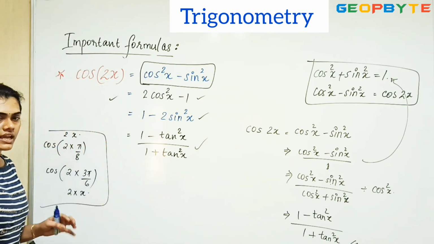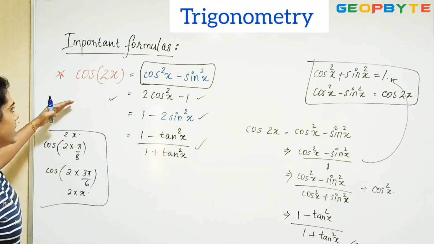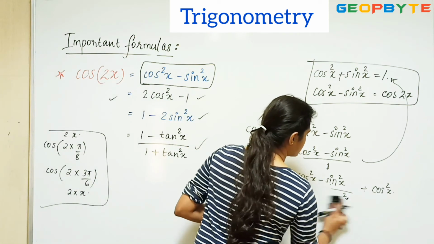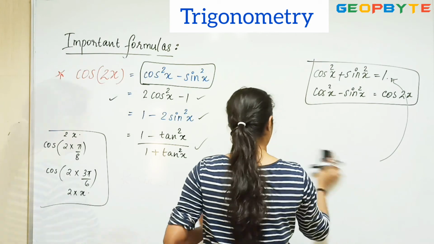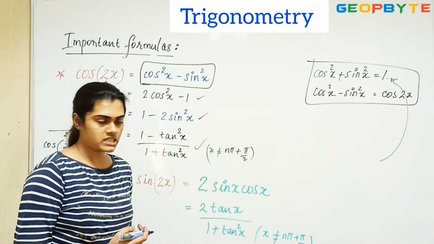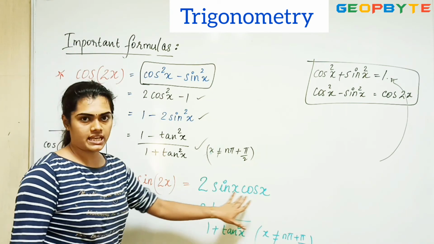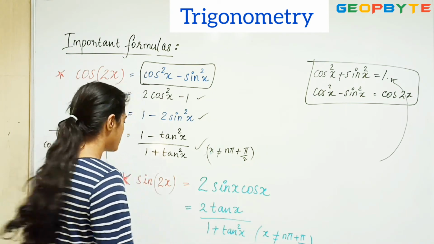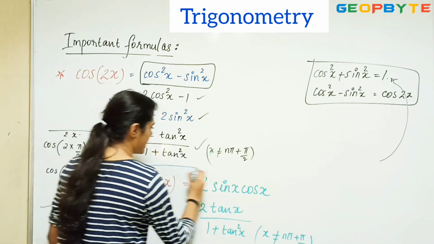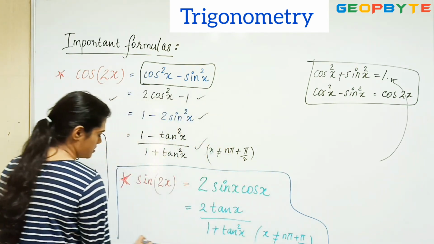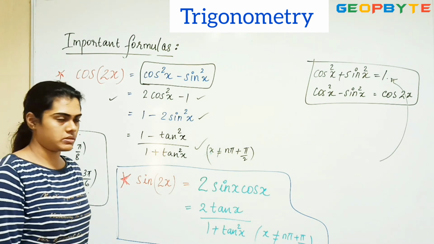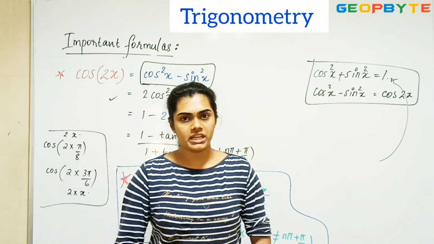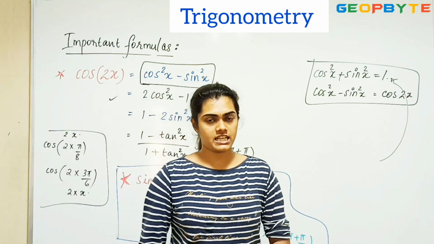So for cos we have these 3 formulas, and similarly we have for sin also. And sin will be different from cos. So similarly for sin 2x we have these 2 formulas, 2 sin x cos x, and it is also equal to 2 tan x by 1 plus tan square x. So sin has 2 formulas. So I would recommend you to write down all the formulas in one sheet and keep it with you for further reference. The remaining formulas and their derivations will be covered in the next video.